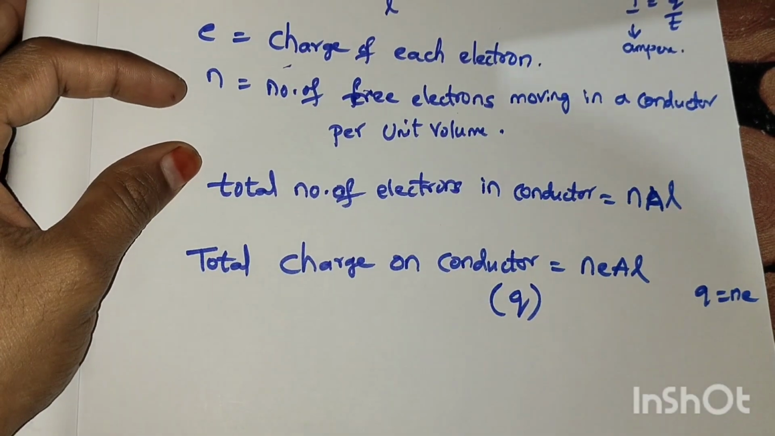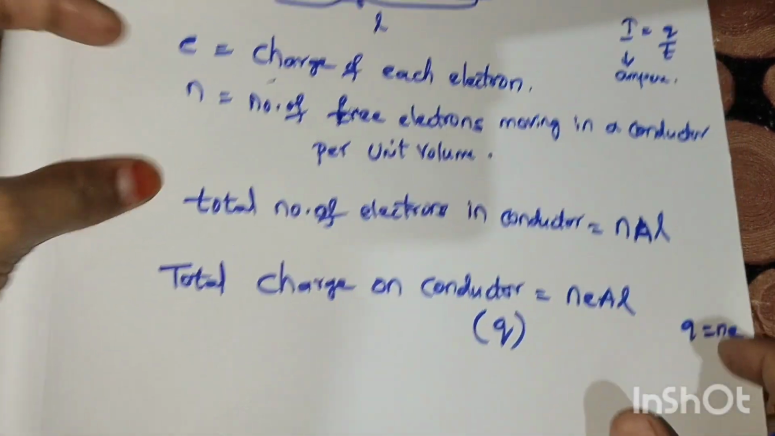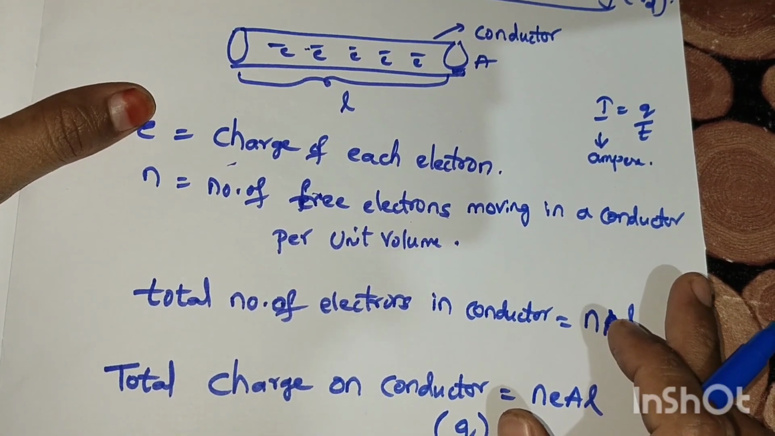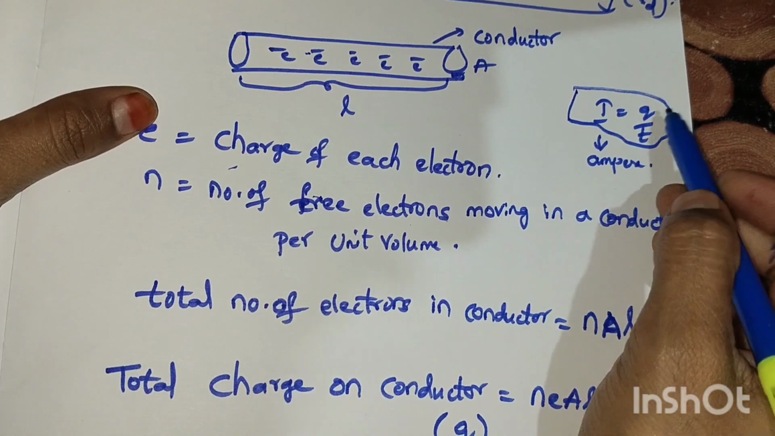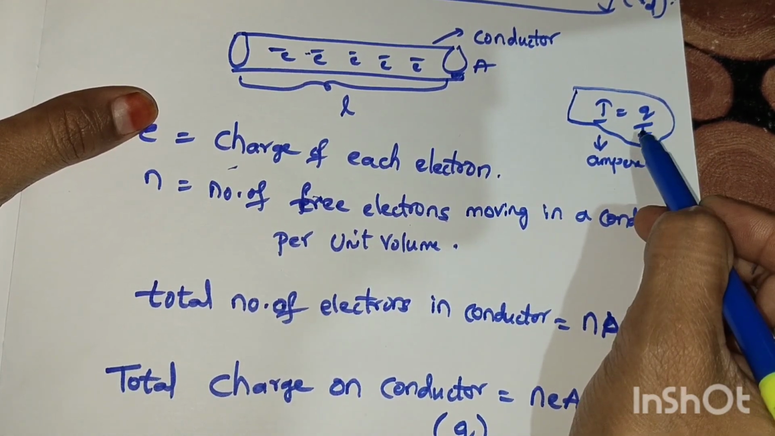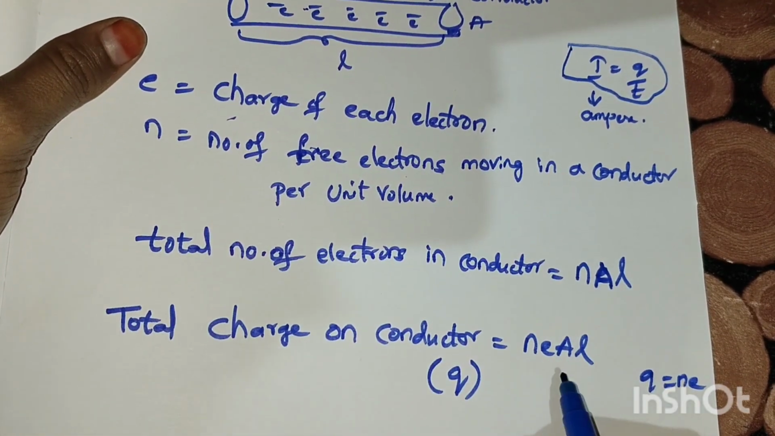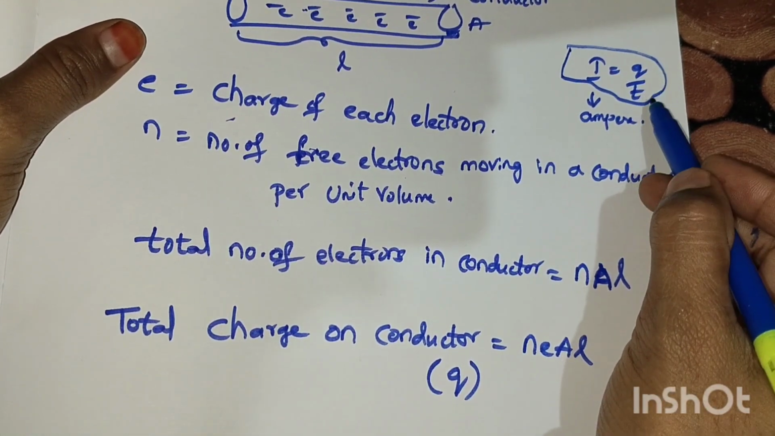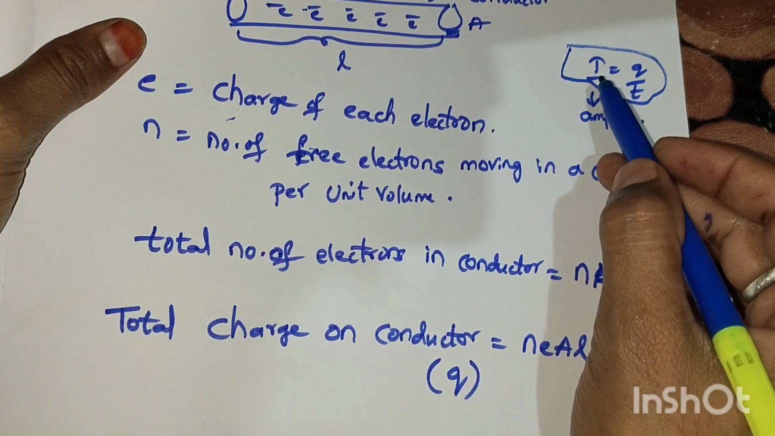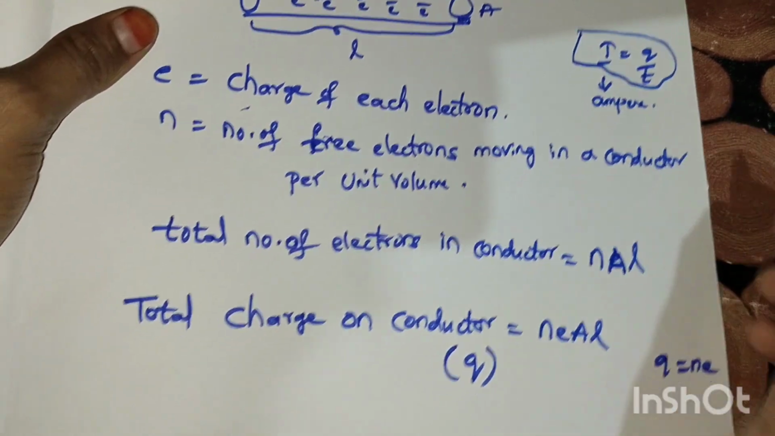Now we want the relationship between current I and drift velocity. So I equals Q by T. We got Q here, that is NeAL. Now we are going to calculate T. By substituting the Q and T values, we will get the relationship between current and drift velocity.